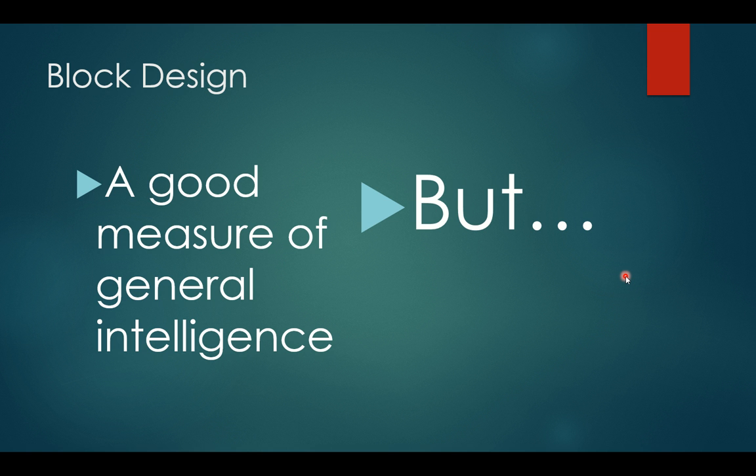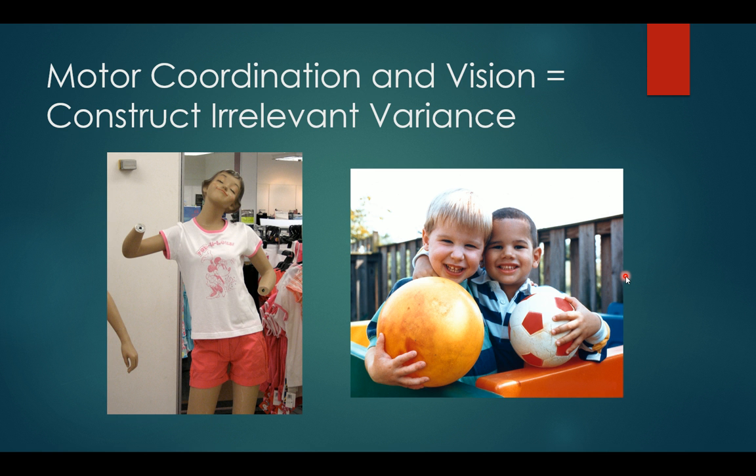And this is actually a really, really good measure of general intelligence. There's a lot of predictive ability about classroom functioning and later life functioning. However, it has two significant sources of construct-irrelevant variance, and that's motor coordination and vision.